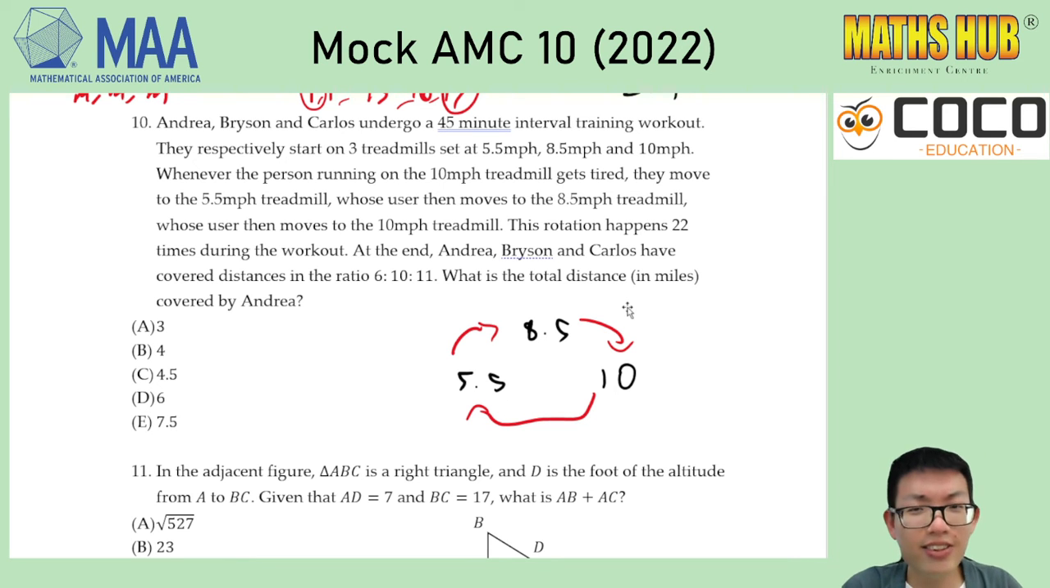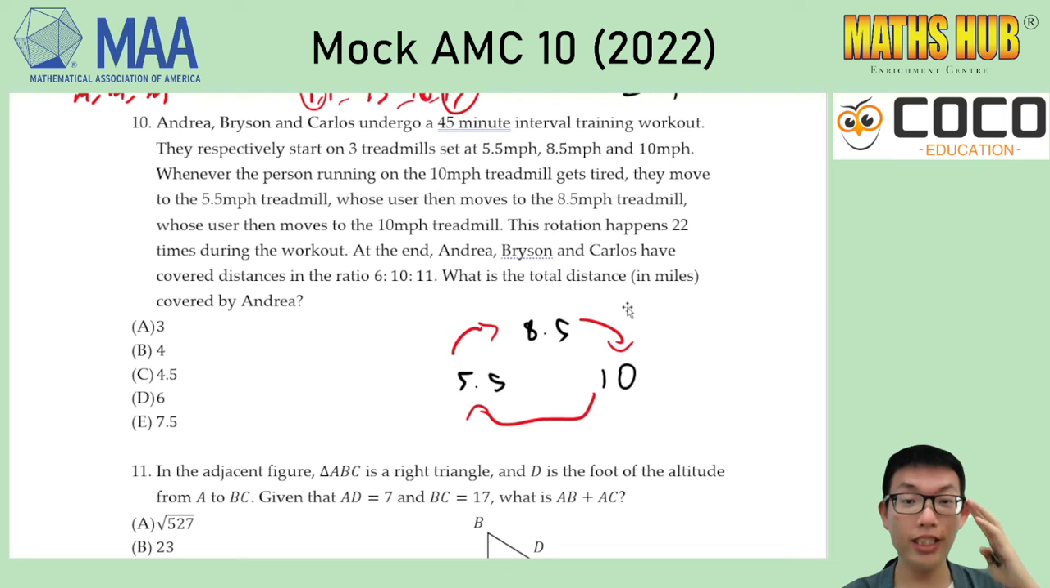Does this sound like it's going to be a lot of algebra? Well, 2 things tell me that it's not going to be a lot of algebra. 1, this is question 10. It should not be that bad. 2, how on earth am I supposed to deal with 22 rotations? How many variables do I even want to come up with?